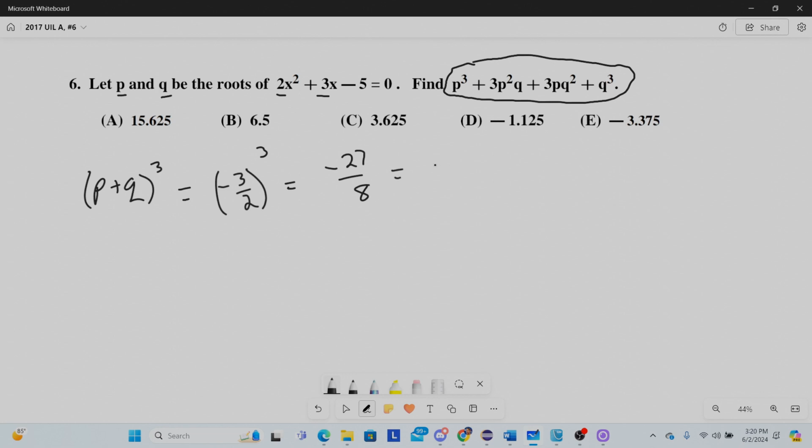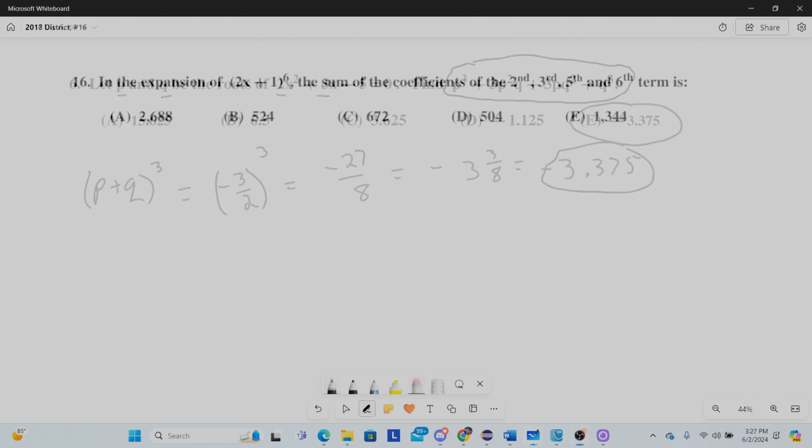And 8 goes into 27 3 times, 24 with 3 left over. So 3/8. And that's equal to a negative 3.375. And so there goes your answer, E. And so that's a quick application of the binomial expansion theorem. All right, so now it's time for you to do some problems.